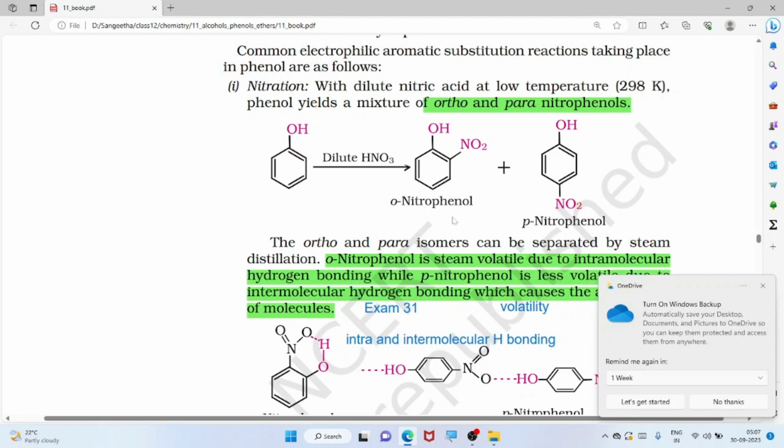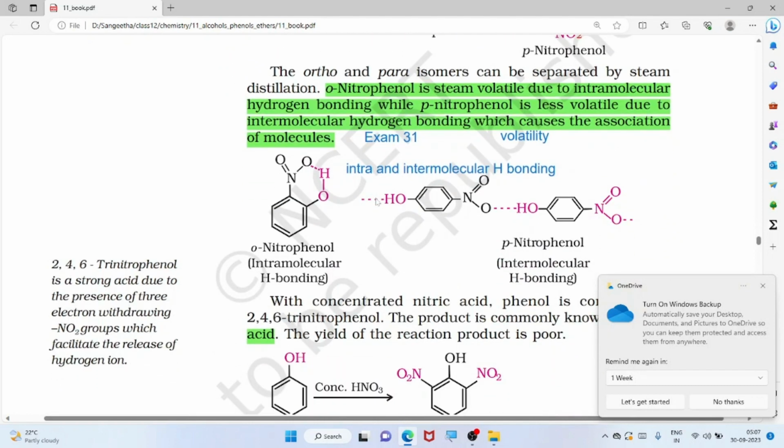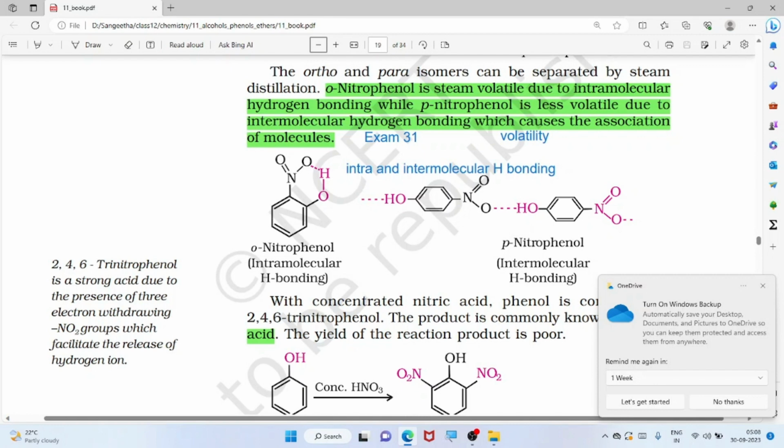Nitration of phenol gives orthonitrophenol and paranitrophenol. Orthonitrophenol is steam volatile due to intramolecular hydrogen bonding, while paranitrophenol is less volatile due to intermolecular hydrogen bonding. This is the volatility, intra and intermolecular hydrogen bonding. Orthonitrophenol forms intramolecular hydrogen bonding, paranitrophenol intermolecular hydrogen bonding. You see here, this is inter, this is intra.